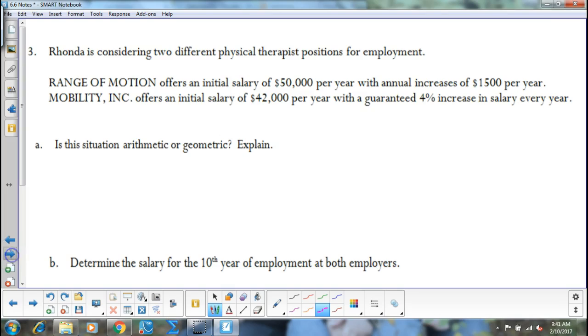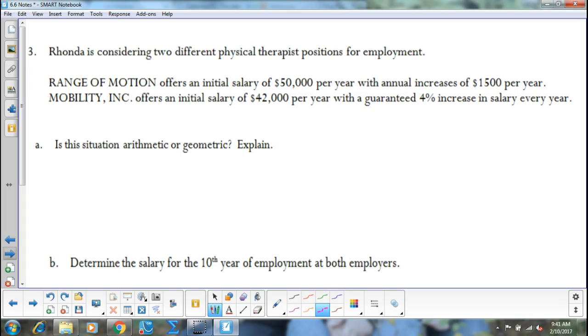Oh, come on now. There it goes. All right, so Rhonda is considering 2 different physical therapist positions for employment. So she's got Range of Motion, which offers an initial salary of $50,000 per year with annual increases of $1,500 per year. And Mobility Inc. offers an initial salary that's lower, but a guaranteed 4% increase in salary every year. Okay? So, the first question is, is this situation arithmetic or geometric?